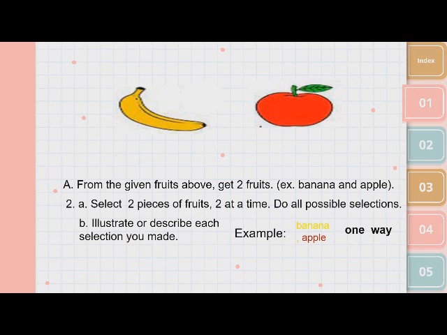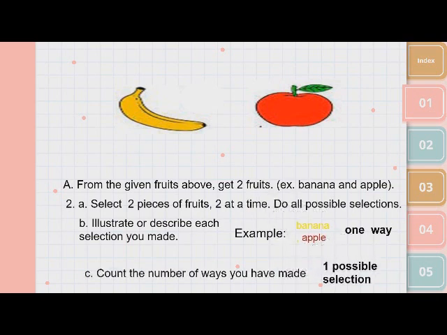You are selecting. You are not arranging like our lesson last time on permutation. Again, you are now selecting. So therefore, if you interchange them, the count is just the same. So there is only one way. And we have the number of ways, one possible selection. I hope you got that.